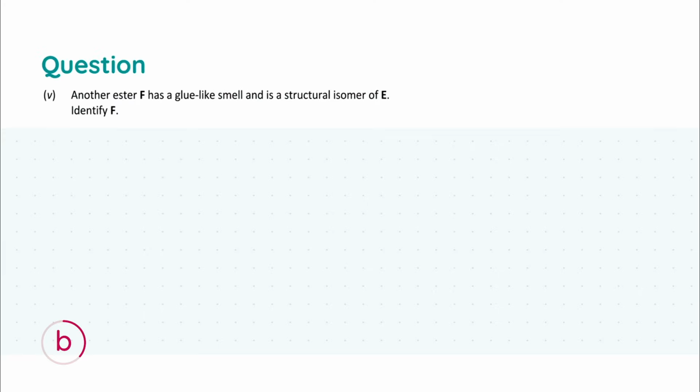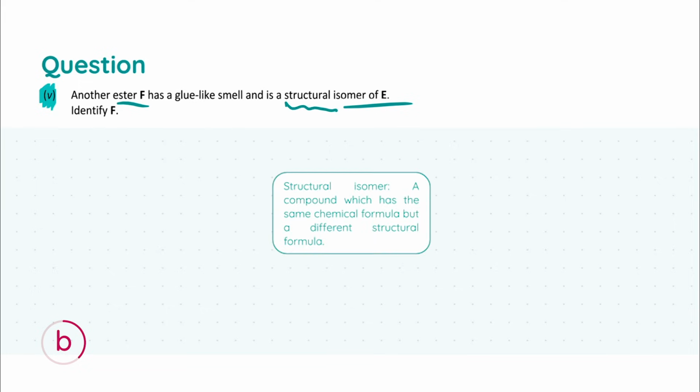Having a look now at part 5 here, we are asked about another ester, F, so this is another ester different to the one we found previously, which has a glue-like smell and is a structural isomer of E. We're then asked to identify F. Well, the first thing we have to note here is, what does a structural isomer mean? What is this structural isomer?